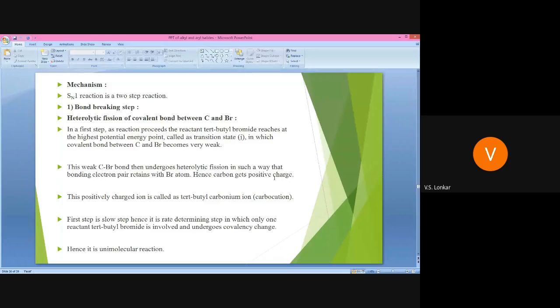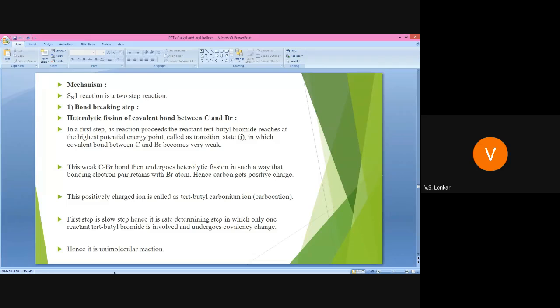What happens? In the first step, tertiary butyl bromide reaches the highest potential energy point. That point is known as the transition state, in which the covalent bond between carbon and bromine becomes very weak. Then heterolytic fission takes place between these two atoms. Carbon gets a positive charge and bromine, Br minus, is eliminated as a leaving group. Then this positive ion is called the tertiary butyl carbonium ion or carbocation.